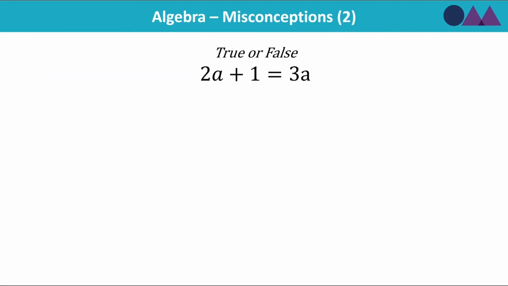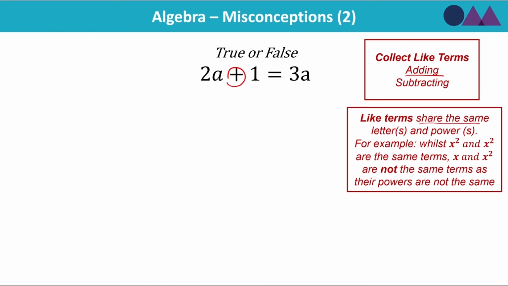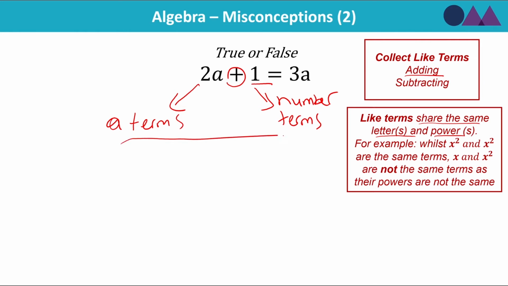Alright? In this question, the operation is adding, therefore, we will think about collecting like terms. And like terms share the same letters and powers. In the question, this is a terms, and there is no letter, therefore it will be number terms. As you see guys, the terms aren't the same, therefore we can't collect them. So we can say you cannot simplify further.